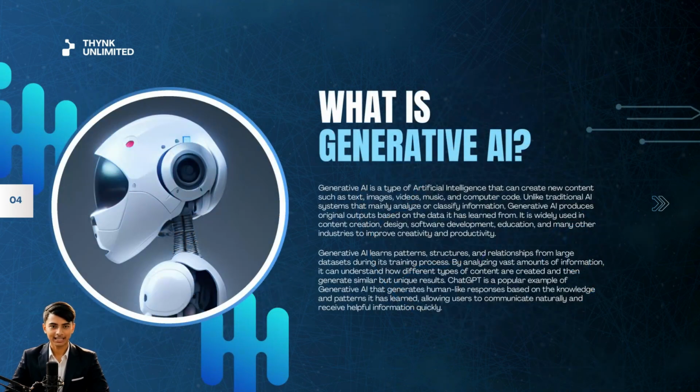Generative artificial intelligence is a form of artificial intelligence that creates new content like text, images, and music. It learns from large datasets to produce unique outputs, enhancing creativity and productivity across industries. ChatGPT exemplifies this by generating human-like responses, facilitating natural communication and quick information access.